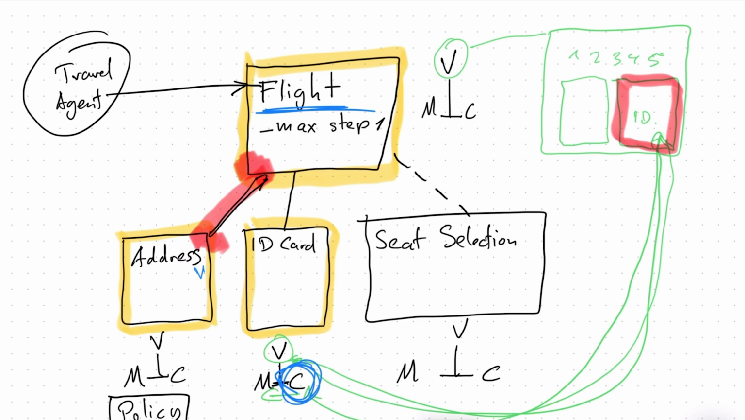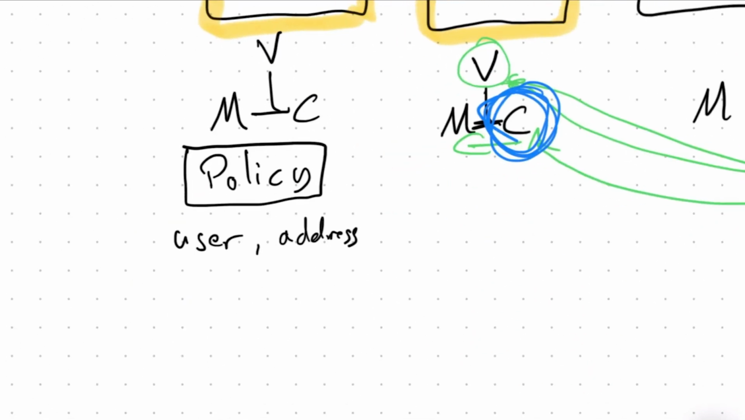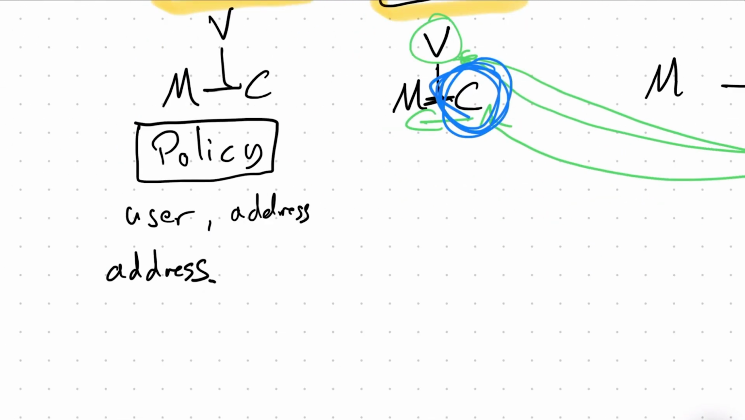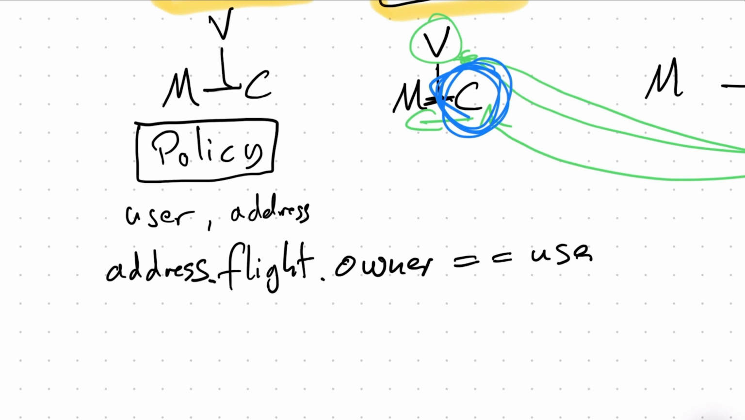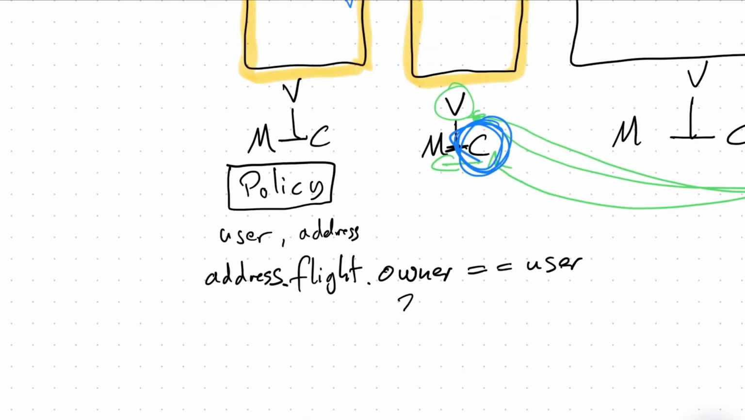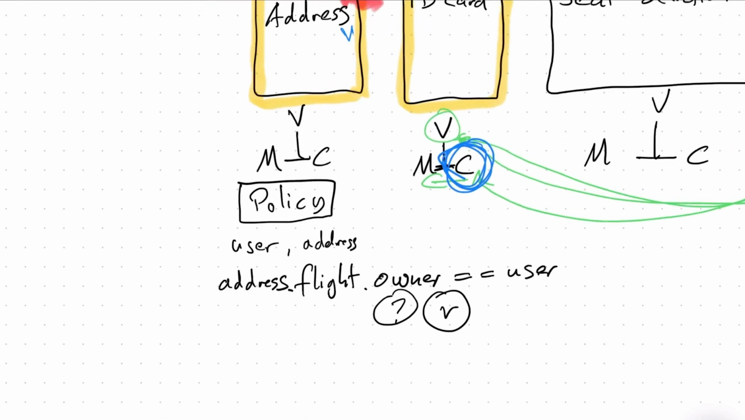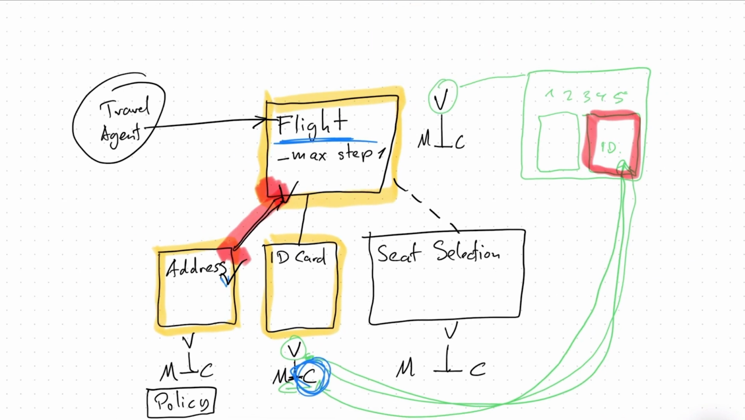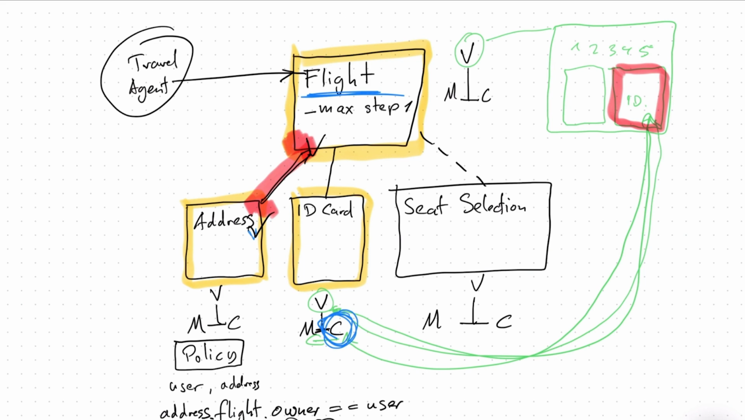So in the policy, we have the user and the record, the user and address. And now we can easily just say address.flight.owner equals user. And if we have that, then we can say, okay, this is checked, this is done. This person can now edit the address. In that way, we keep the concerns totally separated.